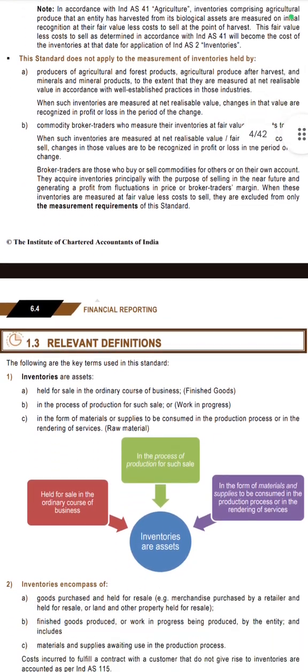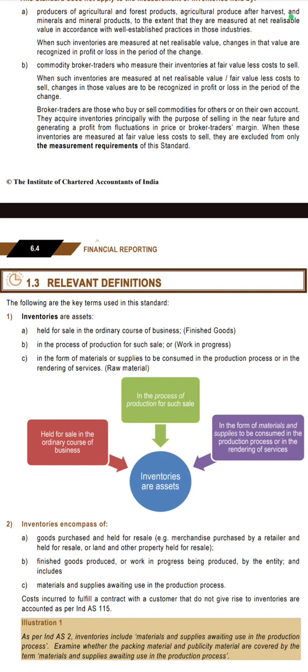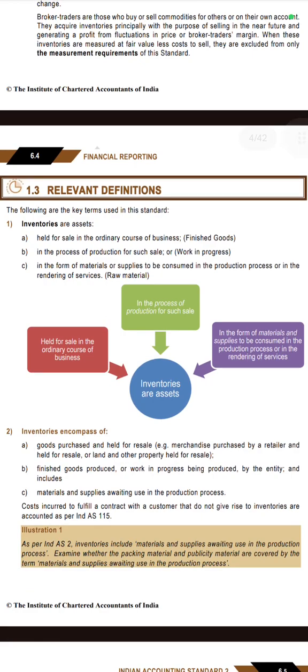Okay. So when we talk about the relevant definitions, the first important definition is inventory. So inventory, what is that? It's an asset which consists of finished goods, WIP, and raw material. Finished goods are held in the ordinary course of business, or in the process of production for such sale, we call it WIP. Raw material is consumed in the production process or rendering of services.